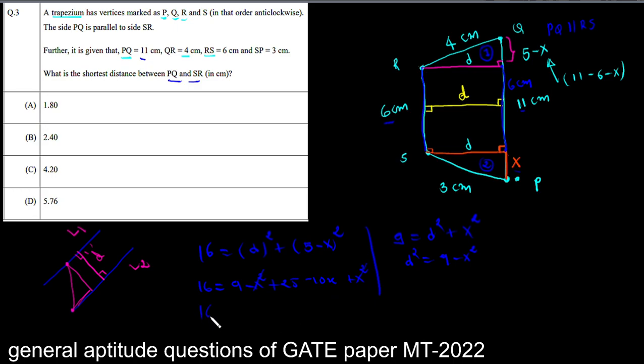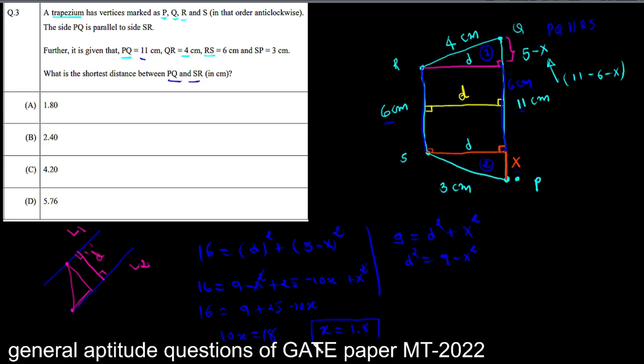Here the left hand side will be 16 as it is, and the right side is 9 plus 25 minus 10x. So now we can say 10x equal to 9 plus 25 minus 16. So we can say it will turn out to be 18. So now here the value of x is nothing but 1.8.